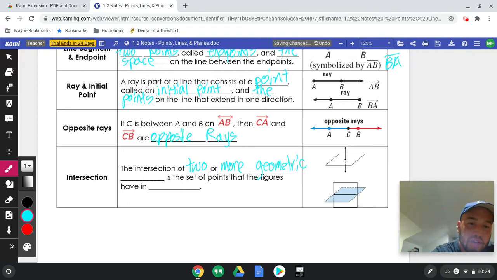And these geometric figures, the spot where they share in common, that is the intersection point.